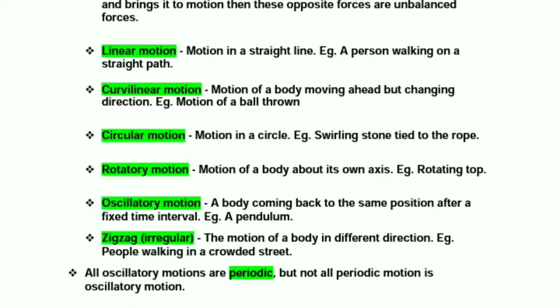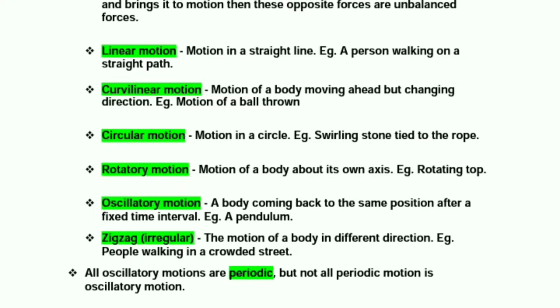Next, rotary motion, a motion of a body about its own axis. Example, rolling top. Next, oscillatory motion, a body comes back to the same position after a fixed time interval. Example, simple pendulum. Next, zigzag irregular motion, the motion of a body in different directions. Example, people walking in a crowded street.